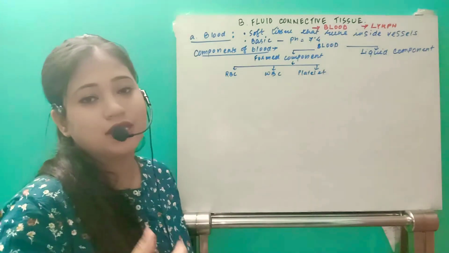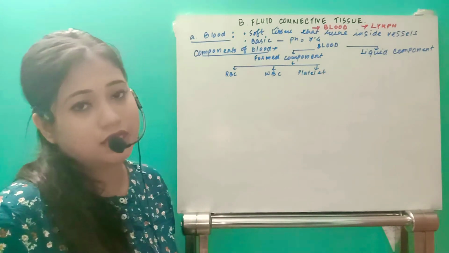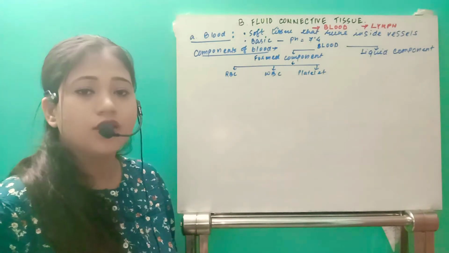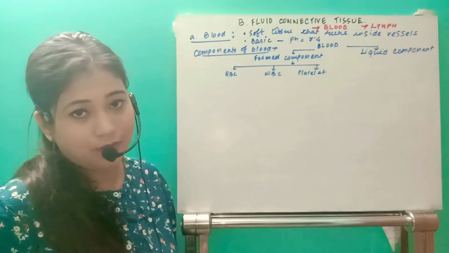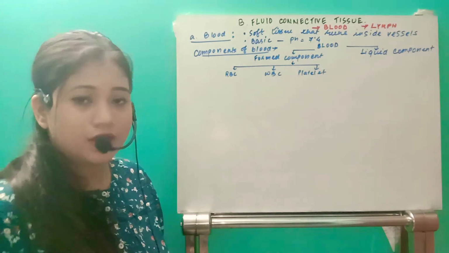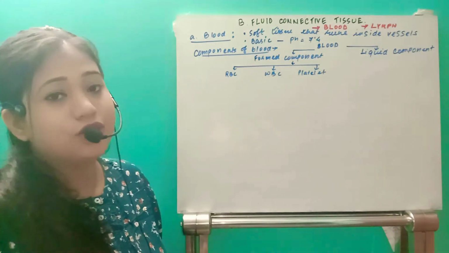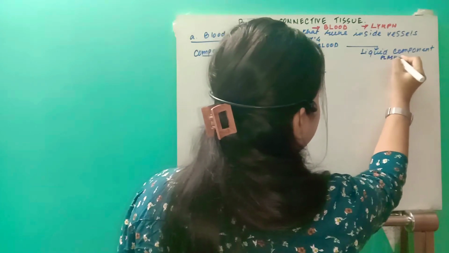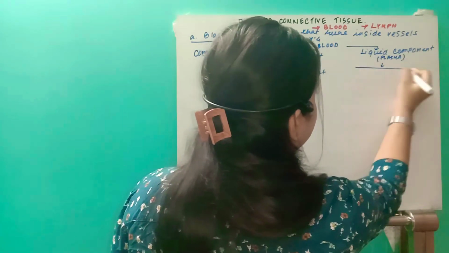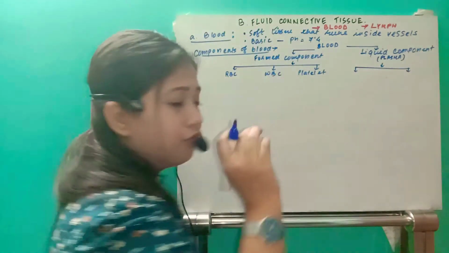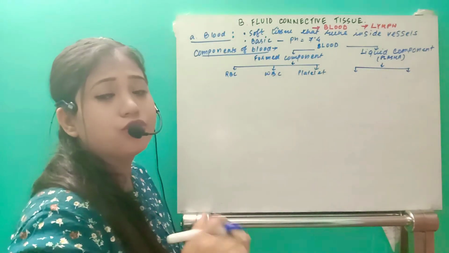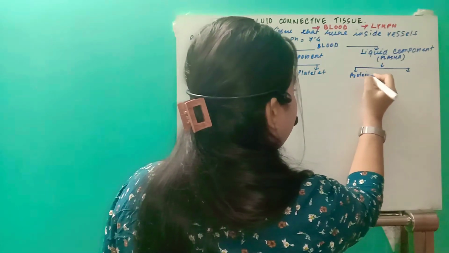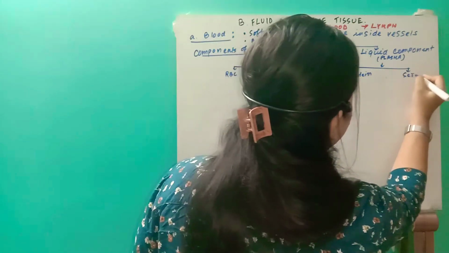RBC means erythrocyte, WBC means leukocyte, and platelets are also known as thrombocytes, right? So these are the three formed components present. And as for the liquid component, it will be known as the plasma. This plasma will be divided into two parts. What are they? One is the protein part, and another component will be known as the serum.